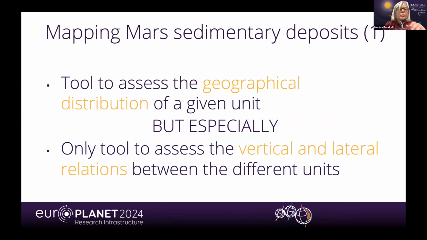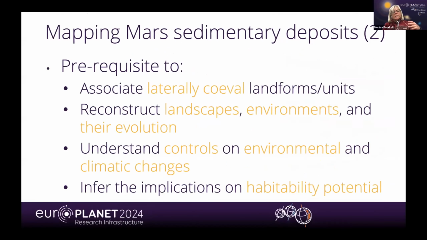Mapping these sedimentary deposits is actually the only tool to assess the geographical distribution of a given unit, but especially the only tool to assess the vertical and lateral relations between the different units. So it's the prerequisite to associate units or landforms which are laterally coeval. This will lead to the possibility to reconstruct not the single landform, but entire landscapes, which means environments and their evolution through time. I will go back to this point later on. I hope it will become more clear.